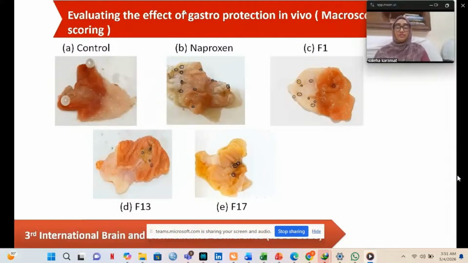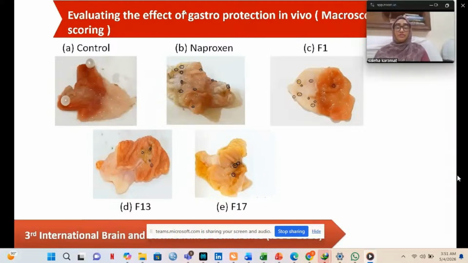Next is the evaluation of anti-inflammatory activity. It shows that the inflammation is reduced in the formulations F13 and F17. That shows its effect. And there are photographs of the paw of rats that show that the inflammation reduces as time passes.